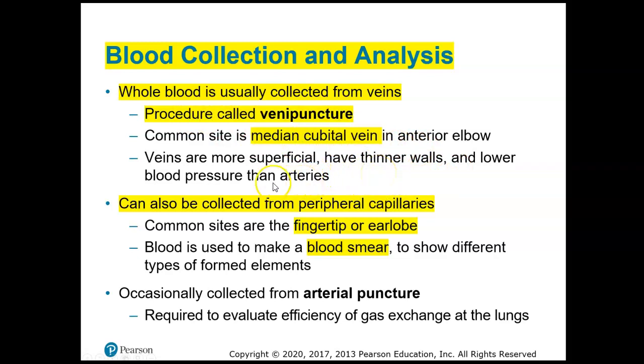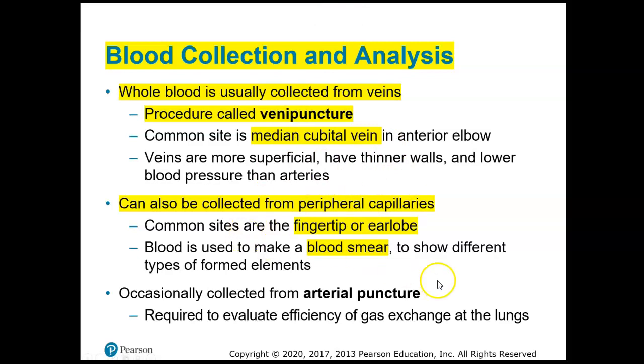We use veins for collecting whole blood because the blood pressure is lower, of course. We can collect blood from an artery, and sometimes we need to do that because we need to measure blood oxygen levels and blood carbon dioxide levels. But it's dangerous because the pressure in arteries is so great, you don't want your patient to bleed out.